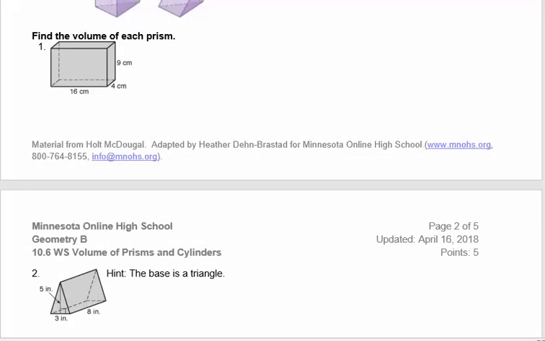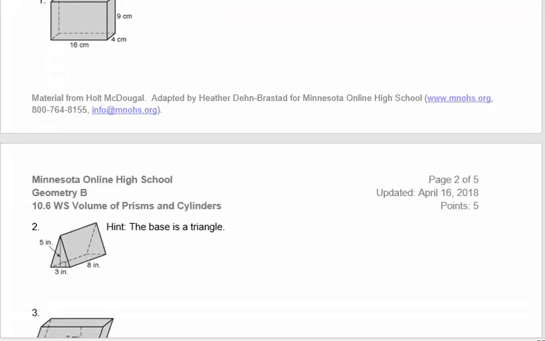And then you're going to find the volume of each prism. In number 2, the base is a triangle, so the volume is equal to the area of the base times the height, and the area of the base will be found by going 1/2 base of the triangle with a little b times the height of the triangle, and then times the height of the prism. I'm going to call that h sub p, and this one h sub t.